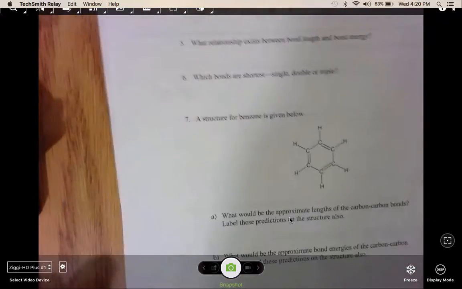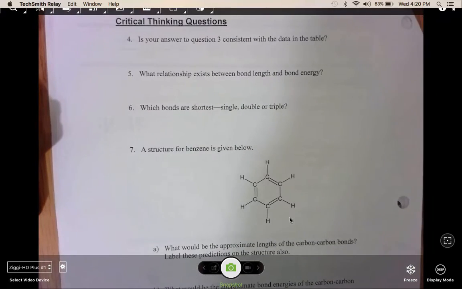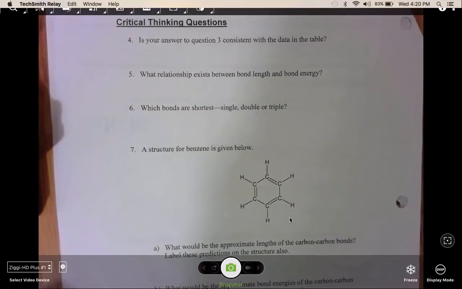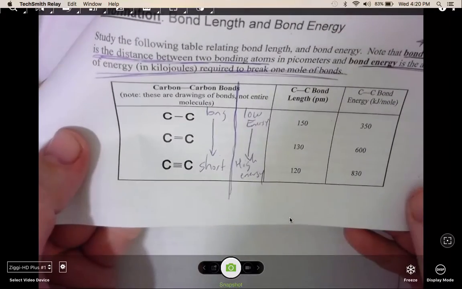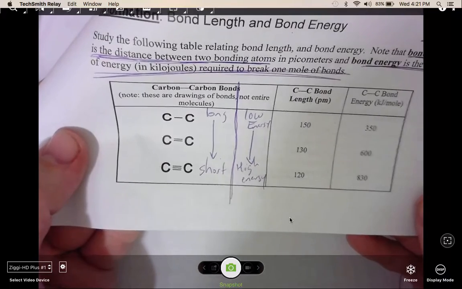So next we are moving on to questions 4, 5, and 6. Questions 4, 5, and 6 use the table that we just talked about. So look at the data, use the data to answer the questions. That's 4, 5, and 6.